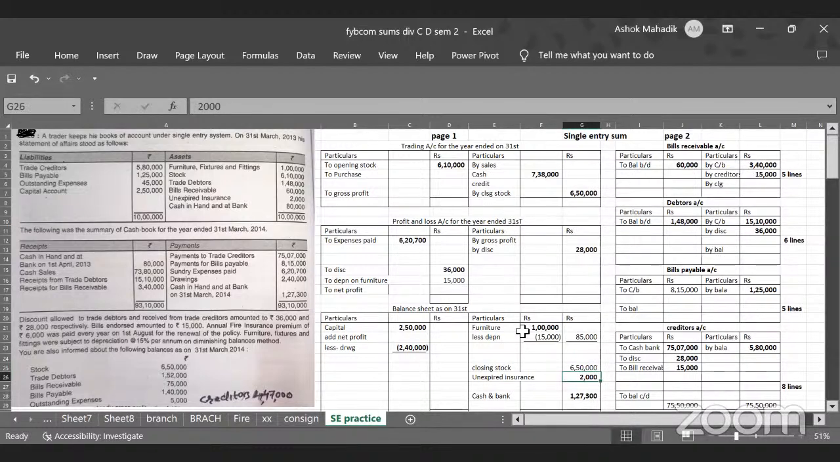Next, trade debtors closing balance is 1,52,000. Debtors had an opening balance on debit, so closing will be on the credit. 1,52,000.